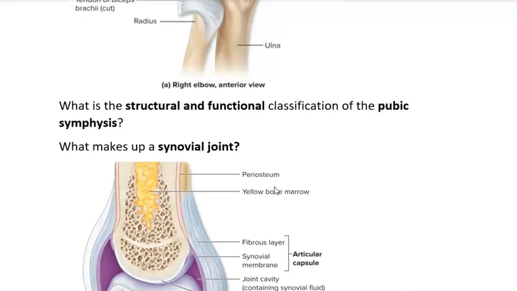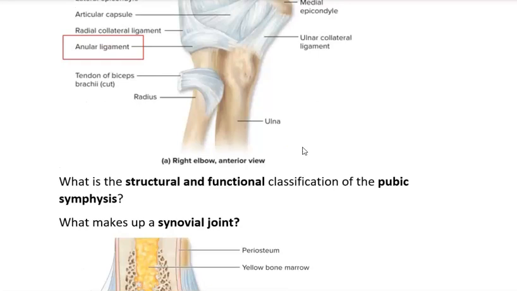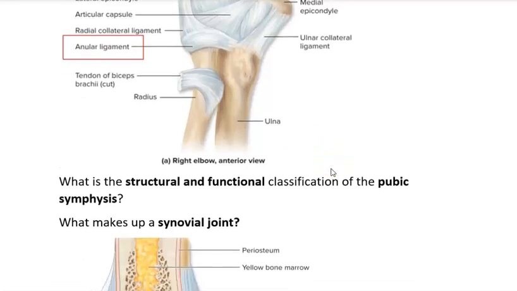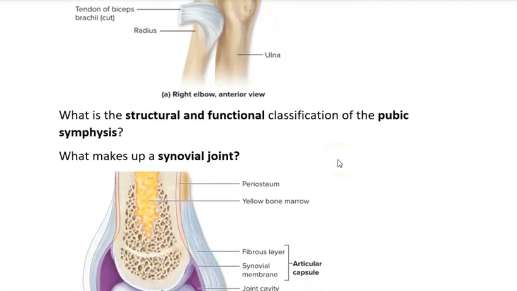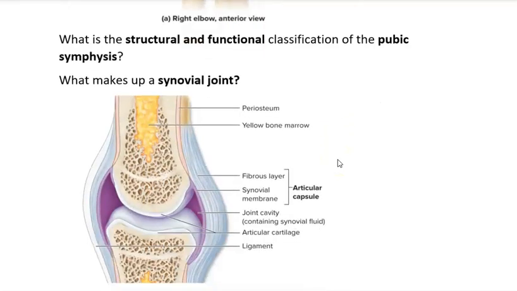What is the structural and functional classification of the pubic symphysis? So you need to go back and look at all of those joints that were mentioned in lecture and really focus on their structural and functional classification for each joint. But I will tell you, for the pubic symphysis, structurally, it's going to be a cartilaginous joint, and functionally, it's going to be an amphiarthrosis.